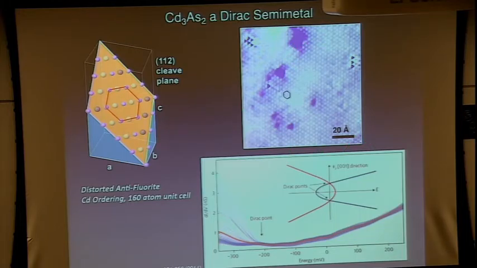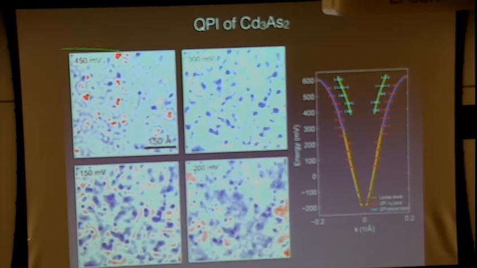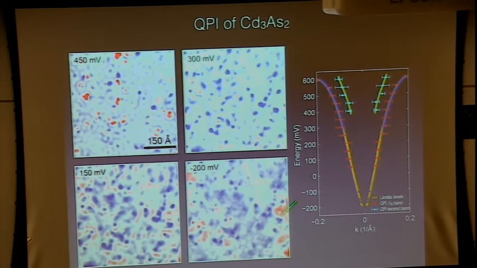So you can see that these samples can be cleaved and STM can be done on them. And one of the techniques, I thought, okay, let's go back to our quasi-particle interference. We can do our quasi-particle interference experiment again, and we can read off the wave vectors as a function of energy. We can kind of see something that looks like a Dirac spectrum, maybe.